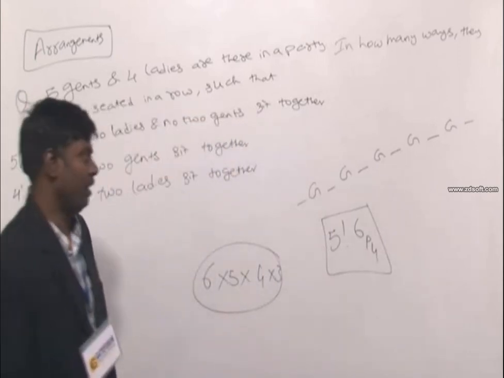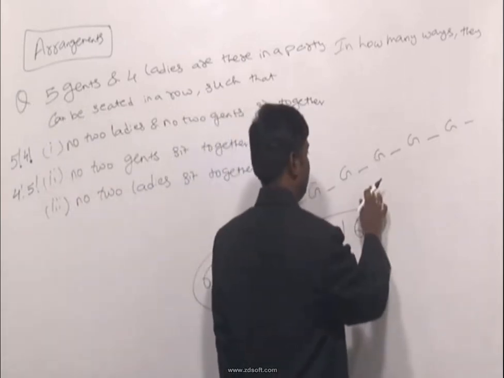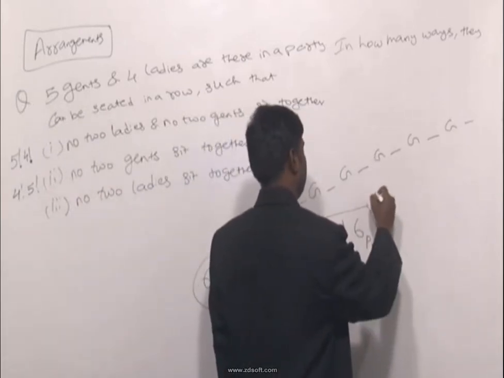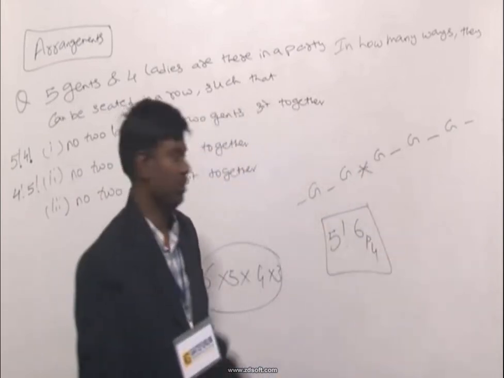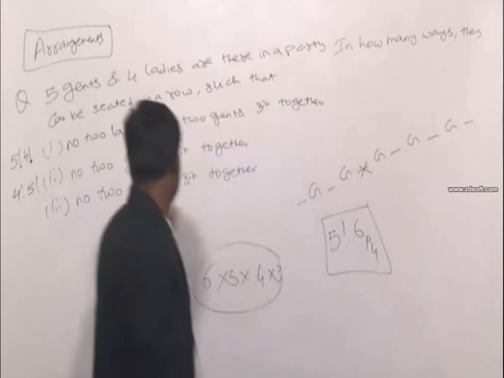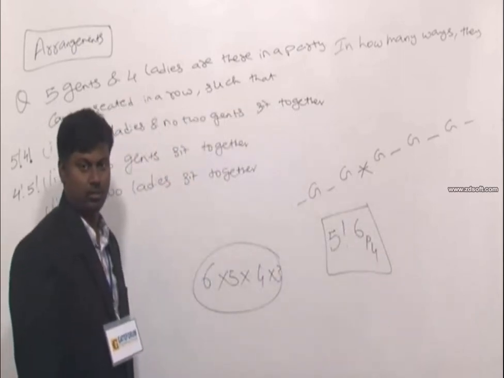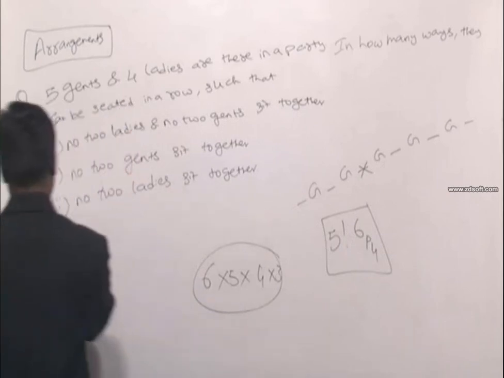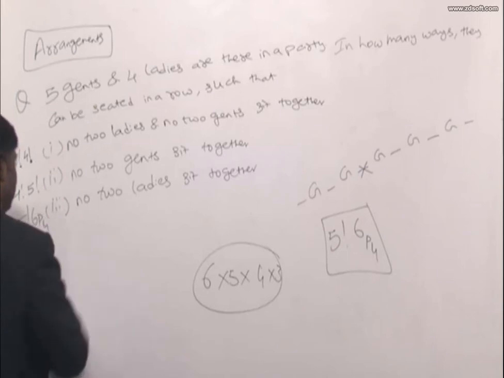By the way, you might be wondering what will happen to that position which is not occupied. Let us say this position is not occupied. Then what will happen? It is like 2 gents are sitting together. It's okay, right? No, ladies should not sit together. Gents can sit, right? That's what I'm talking about. So 5 factorial into 6P4 is the answer.